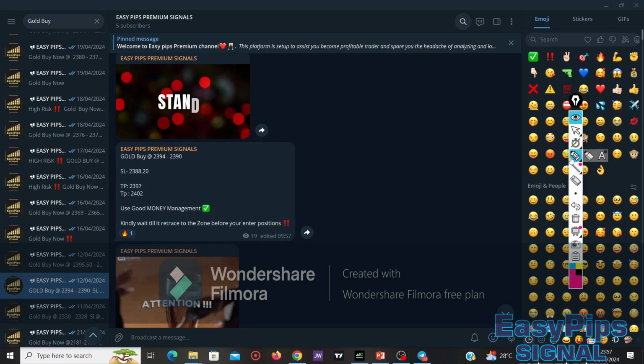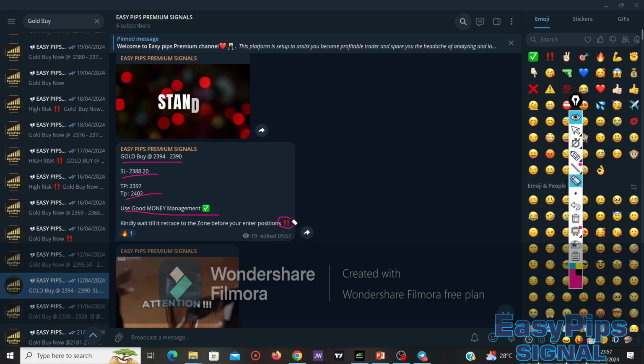So on this one, I gave the zone, "good buy" at this level. I gave my stop loss. I gave take profits. I said use good money management, and I said kindly wait till it retreats to the zone before you enter your position. And I put an exclamation mark telling you it's very important that you do so. So this in itself explains everything. So from today onward, kindly do the right thing.